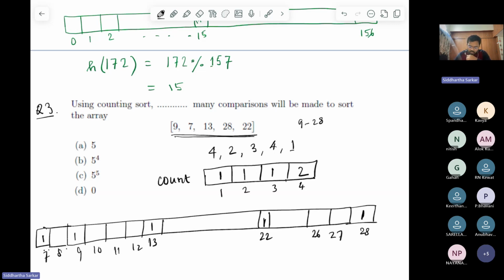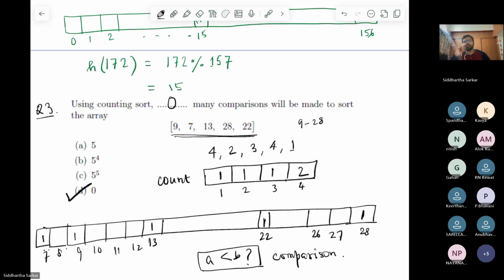What is comparison? If you want to check whether A is less than B, that is called a comparison. Because comparison is not taking place, the number of comparisons required to sort the array is 0. Is that fine? As the name suggests, it's counting only. It's only counting, no comparison.